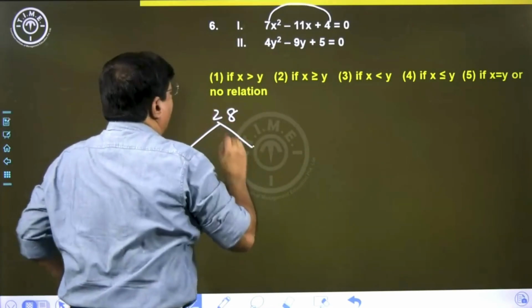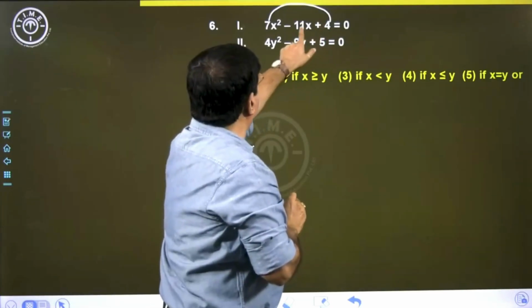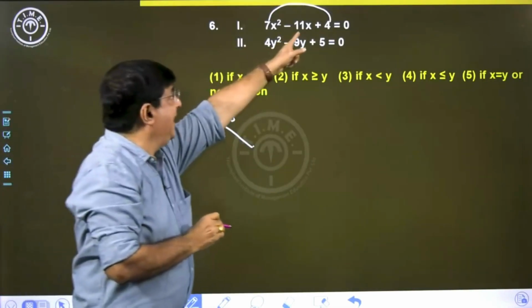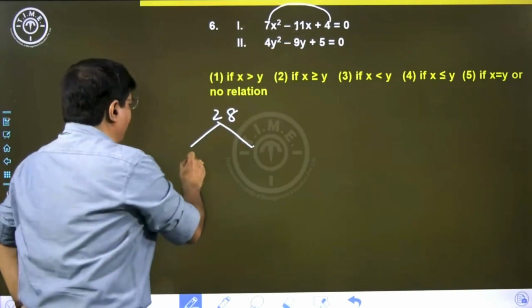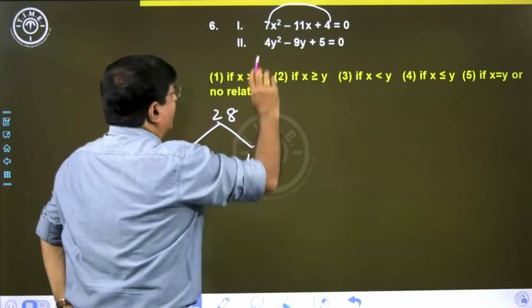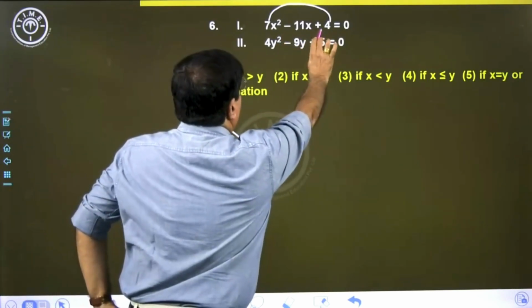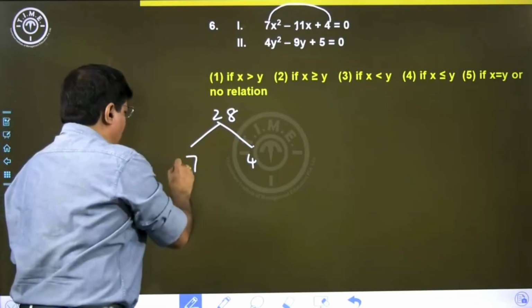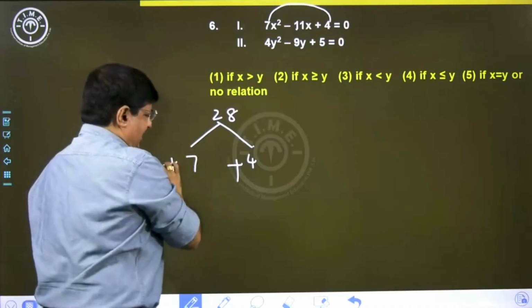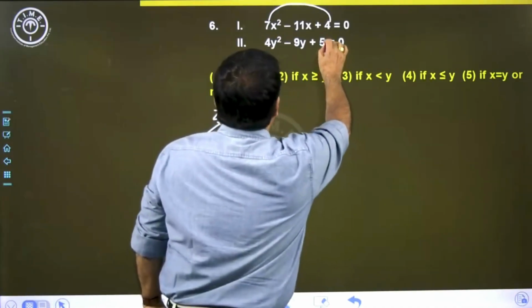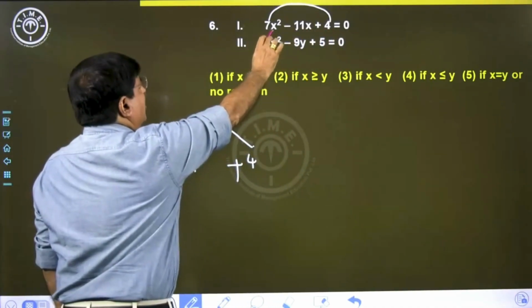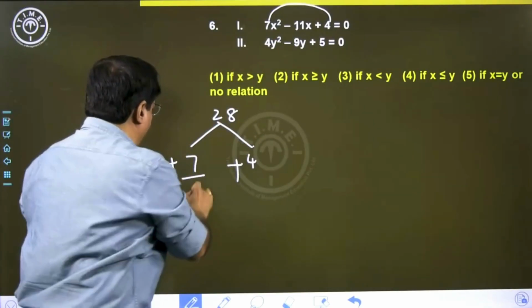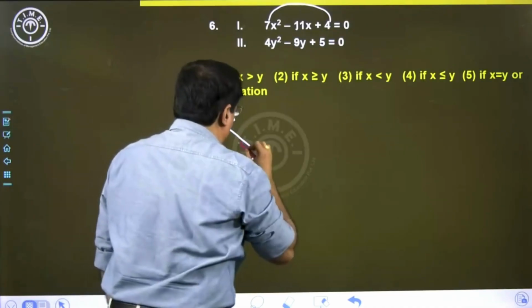4, 7, 28. Sign of 4 is plus. So two numbers whose product is 28 and sum is 11: 7 and 4. What are the signs in the equation? Minus and plus. When the signs in the equation are minus and plus, the sign of the roots will be both plus. These are directly the roots. Next one, sorry, there is a 7 here. Coefficient of x square 7. So I will divide by 7 and again I get 4 by 7.